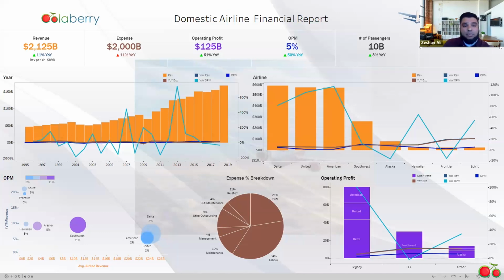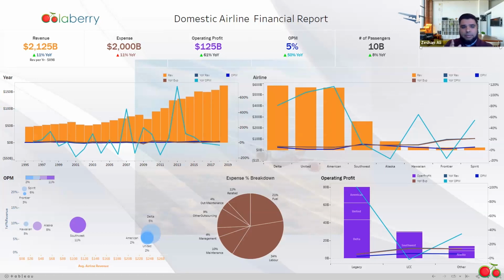Now, moving to the top right chart, you'll notice that we've got the Big Four, which is going to be the airline by revenue, and the Big Four airlines are going to be Delta, United, American, and Southwest Airlines. Bottom left brings us to the bubble chart, and this is going to be the revenue by the year over year revenue, and the size of the bubble is represented by the operating profit and the color schema by the OPM.